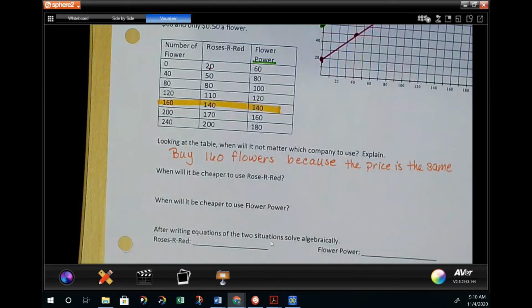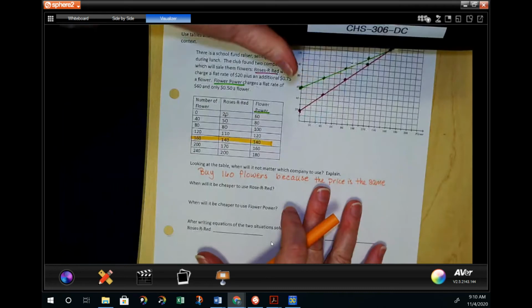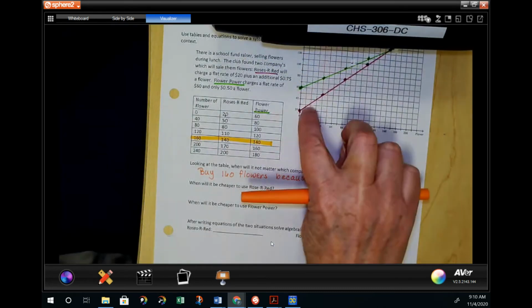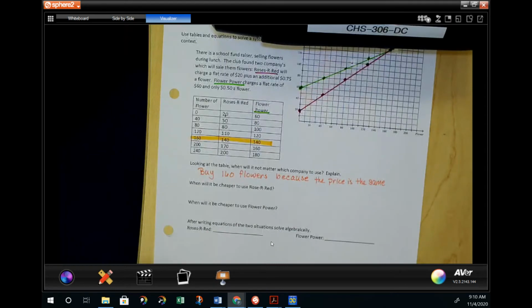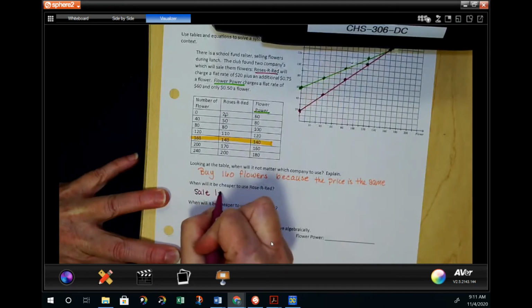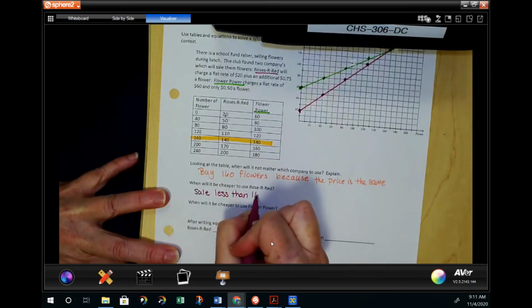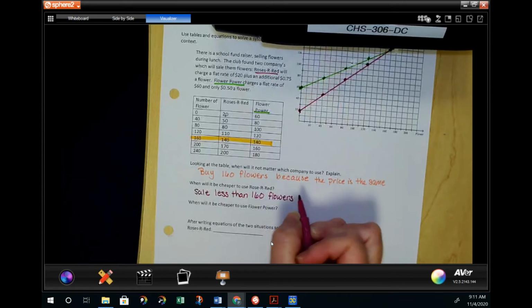And then when is it cheaper to use Roses Are Red? I'm going to make this a little smaller. So when is it cheaper to use Roses Are Red? Well, Roses Are Red, remember, is my reddish pinkish line. So that would be cheaper if you're going to sell less than 160 flowers. That's when it's going to be cheaper.